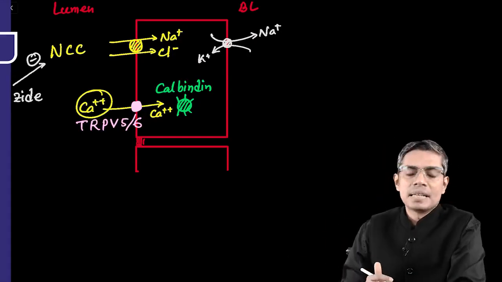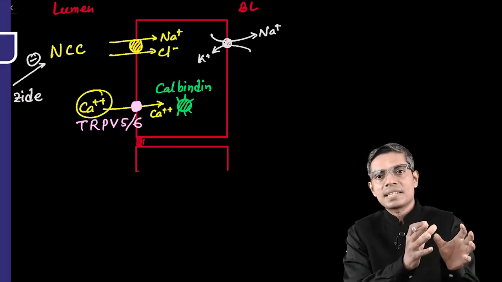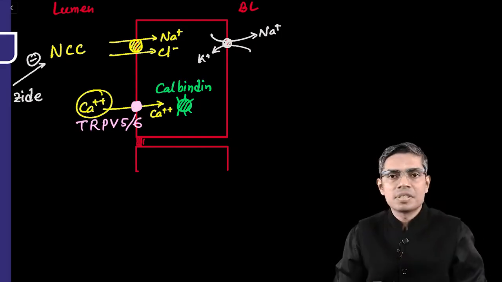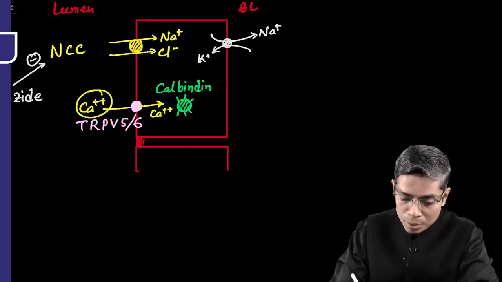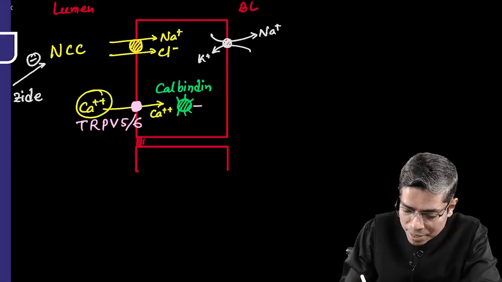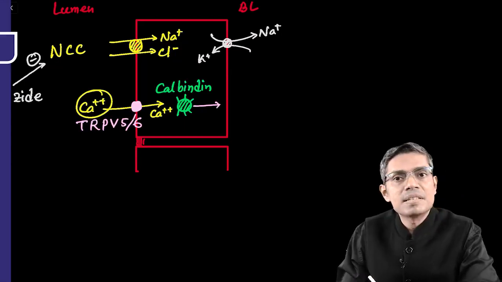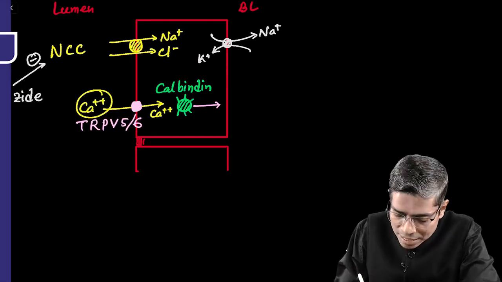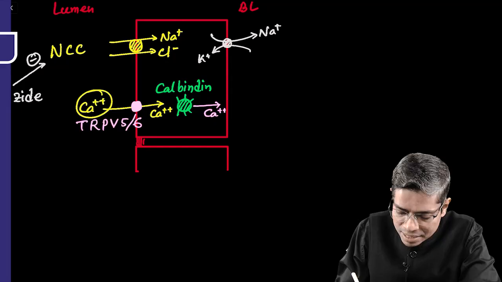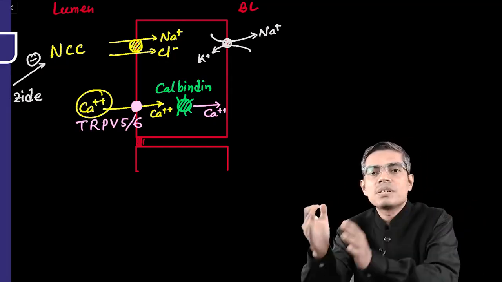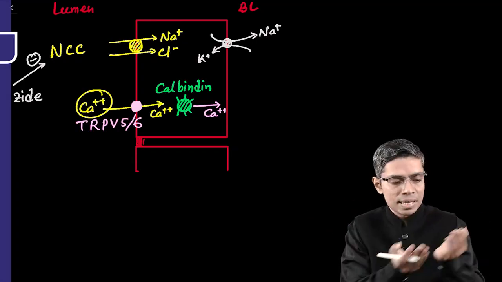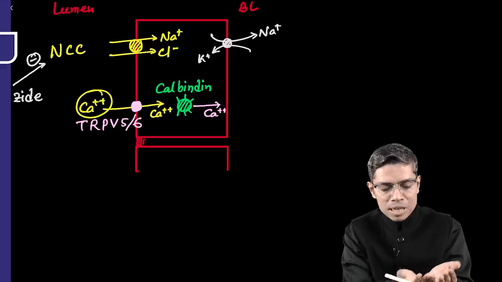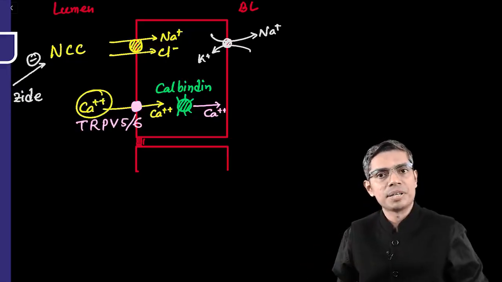Now this calcium binding protein not only binds calcium and keeps the calcium concentration lower, it will also bring the calcium from the luminal side of the membrane towards the basolateral side. It means it's a carrier protein of calcium also, an intracellular carrier. So it's like a boat. With the help of this boat, calcium is transported from the luminal membrane towards the basolateral membrane.